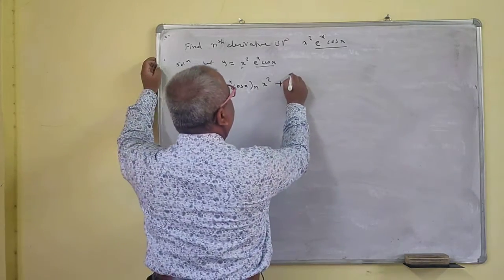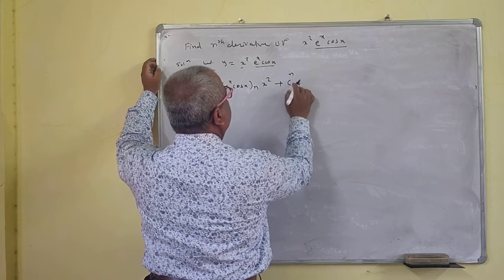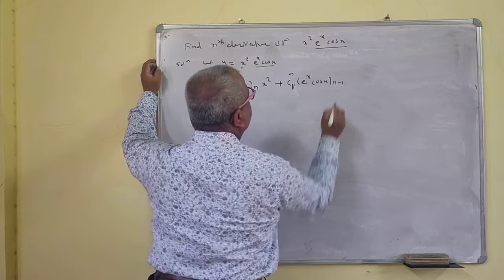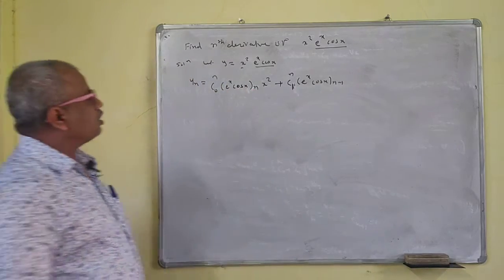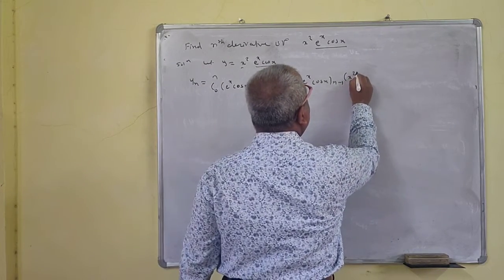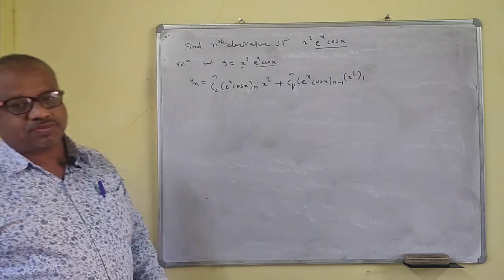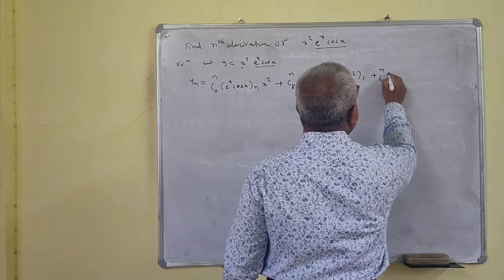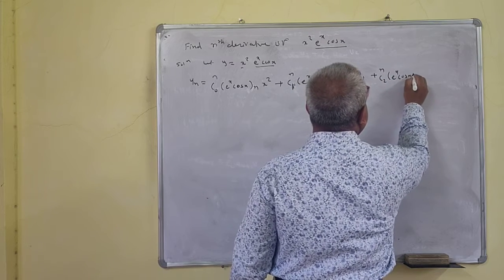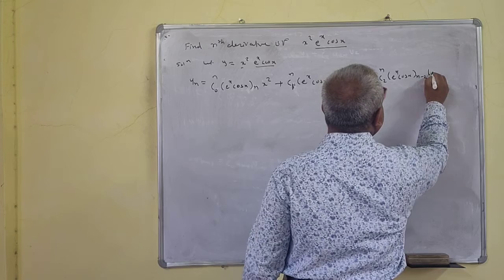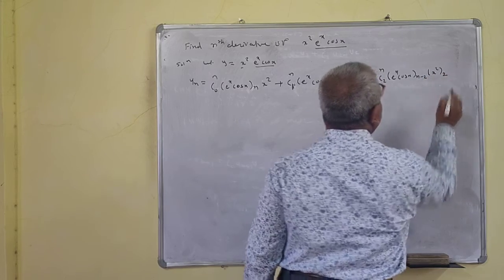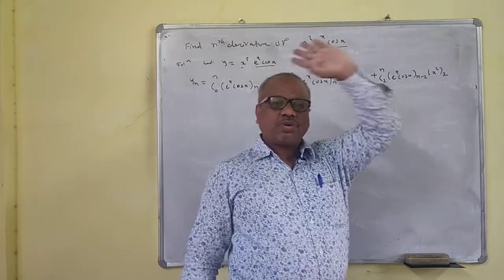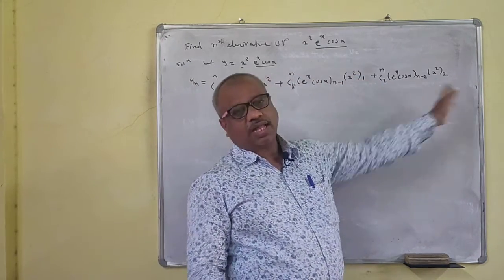The next one, nc1 the n minus 1 derivative of e raised to x cos x, and then x square, the first derivative of x square is twice x. Okay, plus nc2 the n minus 2 derivative of e raised to x cos x, and the second derivative of x square. Now see, what is the third derivative of x square? It is 0. So no need to write the next term, because all are 0 here.